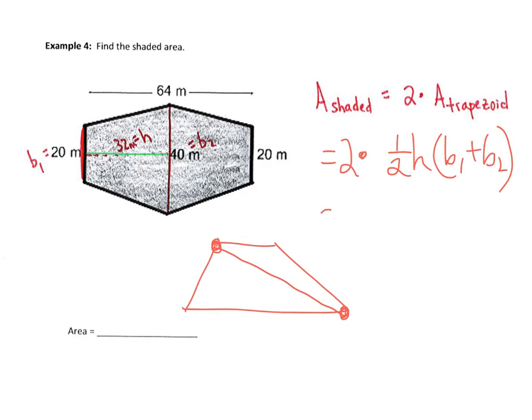You can either multiply out the 2 times 1/2 right away, and you're left with height times the sum of the bases and then plug in numbers, or you can just keep that 2 times 1/2 there and then just simplify it all in your calculator at the end. So go ahead and plug in numbers for H, which we know is 32. B1 and B2 can be either 20 and 40 or 40 and 20. I just chose 20 for B1 and 40 for B2, but it's completely up to you what you want to use.